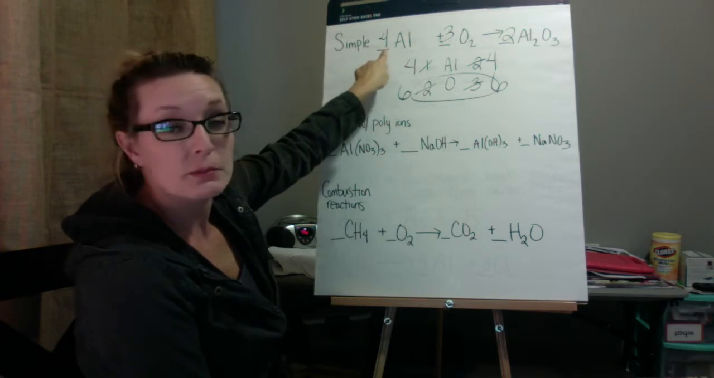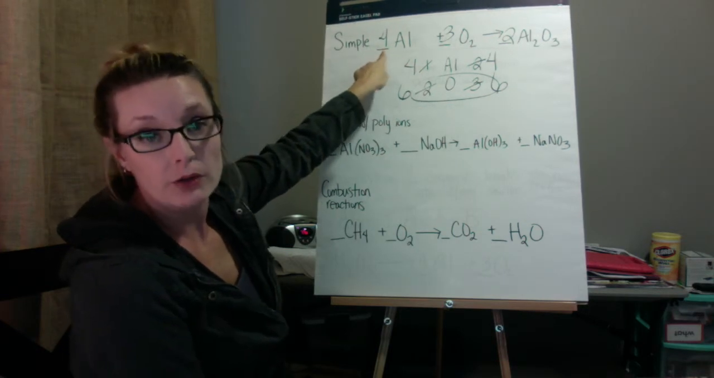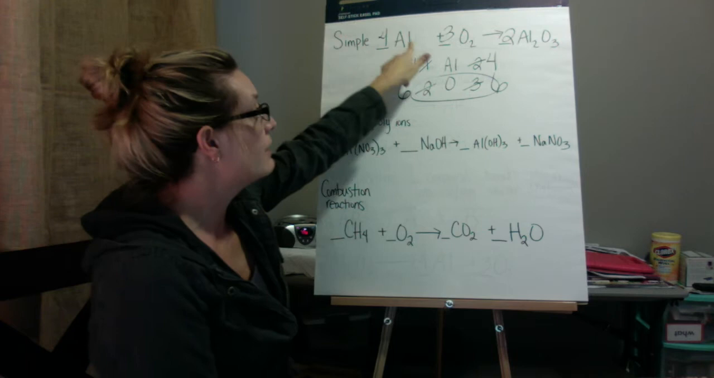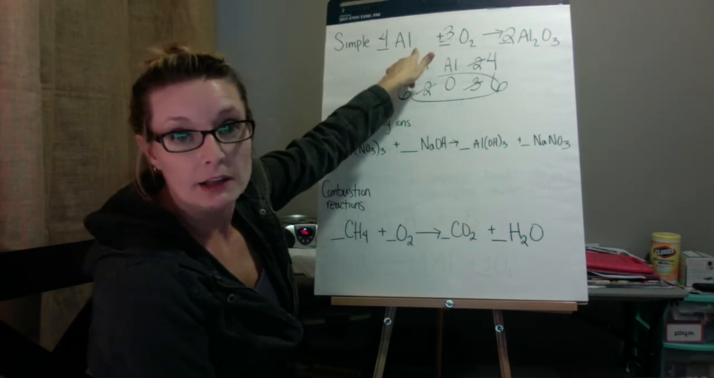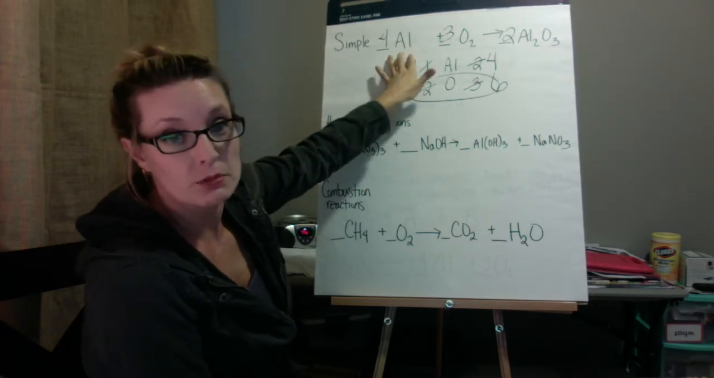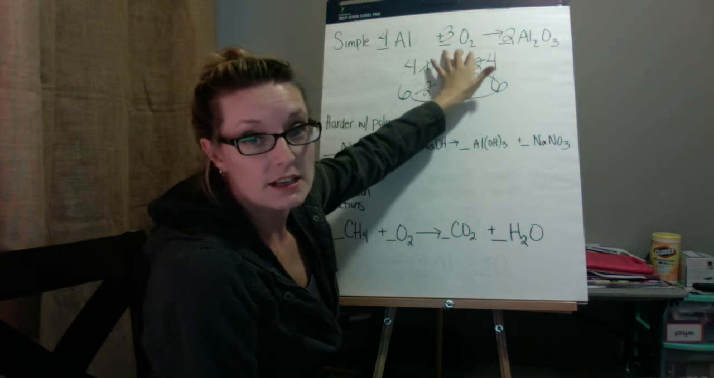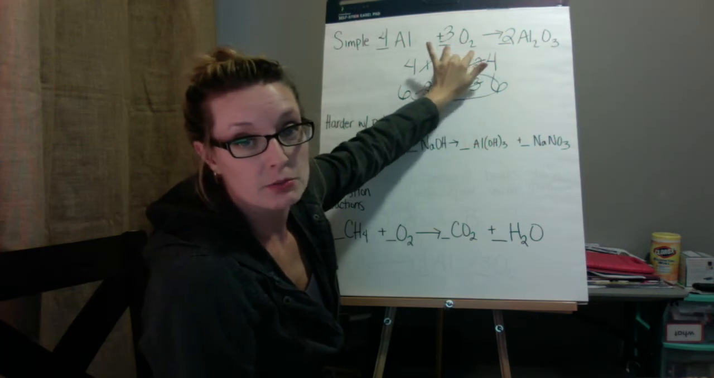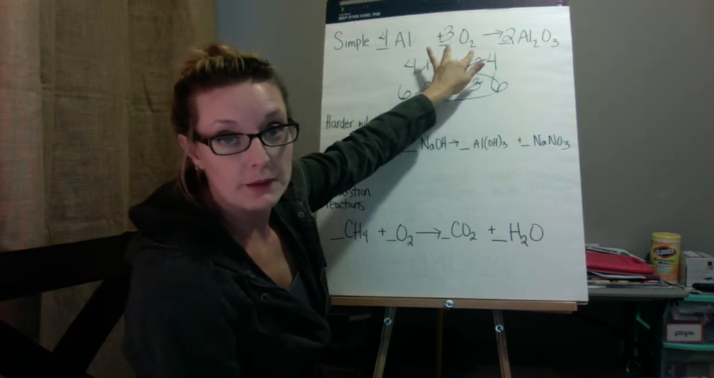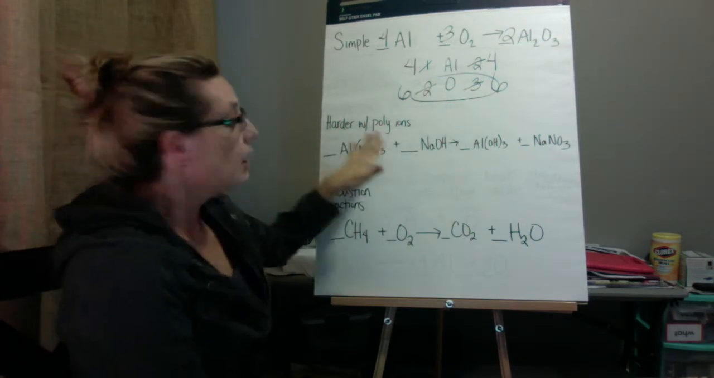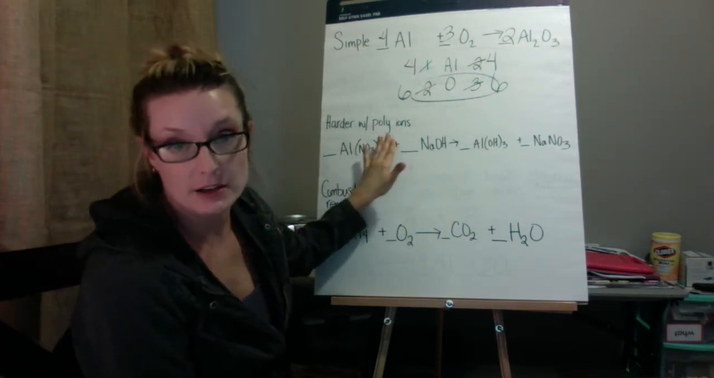When you put a number in the beginning or the front of a compound or an element, it's going to multiply by the subscript on that element. For example, there are 4 aluminums here. Here there are 6 oxygens. I'm having to multiply these two numbers. Okay? So let's look at a harder equation that has polyions in it.